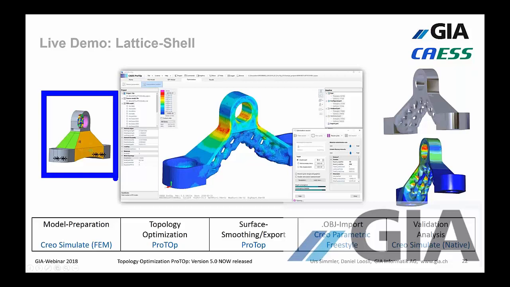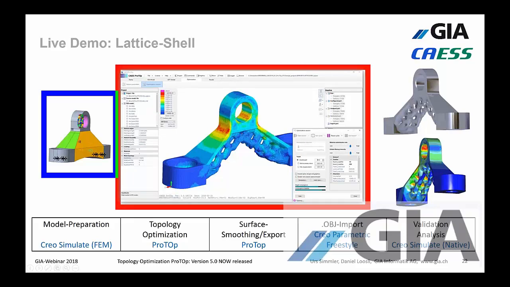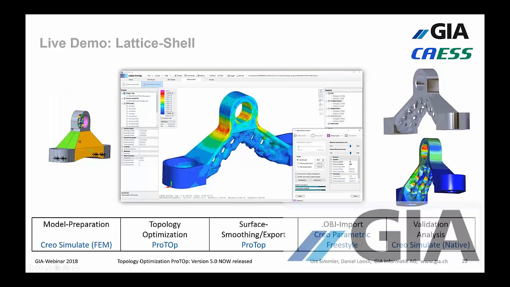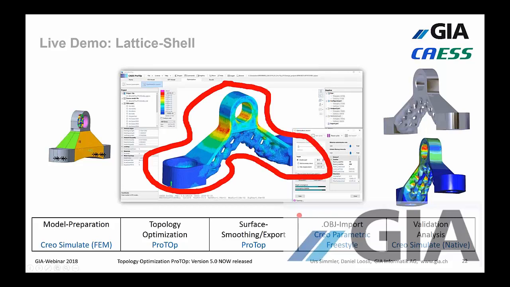So we saw right now the loop starting in Creo Parametric. I didn't show live how to set up these forces, but that takes me maybe 10 minutes to set up forces and the volume region and define some materials. Then we went to ProTOp, where we tested our model by doing standard optimization with volumes, and then we set up some shells and lattice features. We optimized this structure here. Then we smoothed and exported the structure as an OBJ file.